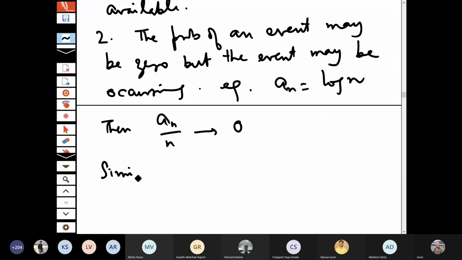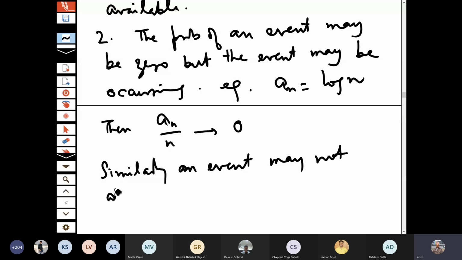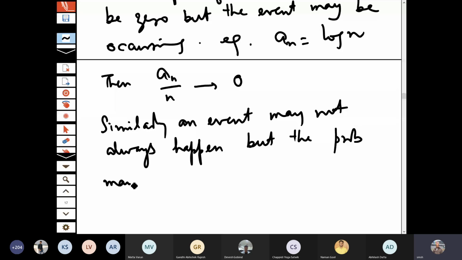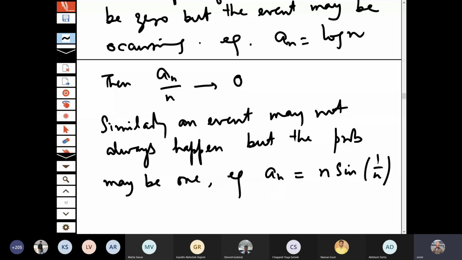Similarly, an event may not always happen, but the probability may be 1. For example, a_n is equal to n sin(1/n). So these are just two examples where the definition is not satisfying the thing. Anyway, this is considered a practical method of evaluation of the probabilities.